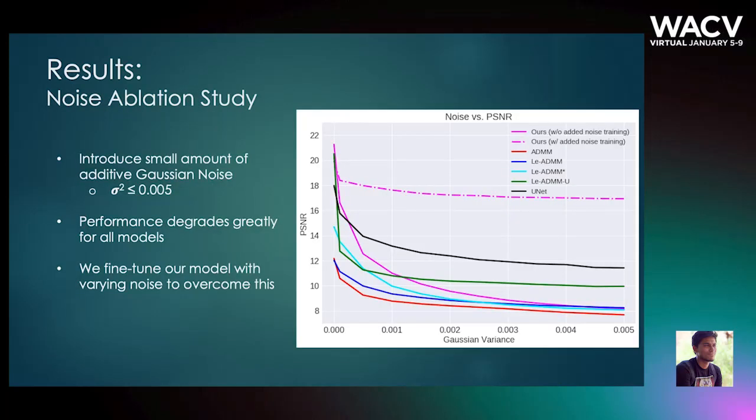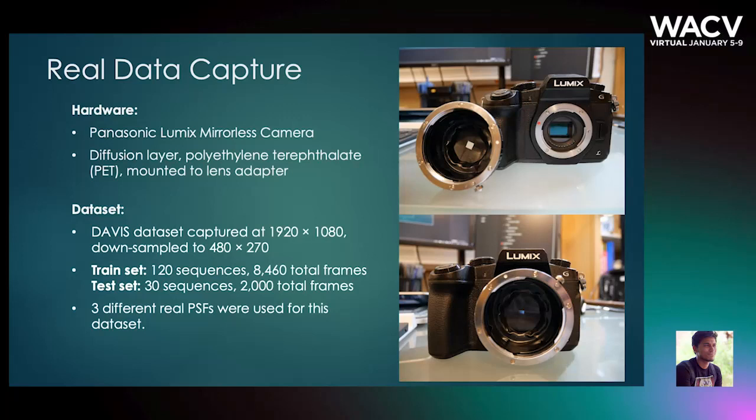We also perform a noise ablation study to show the effects of additive Gaussian noise and can see that all models quickly degrade in performance with even small variance values of Gaussian noise. Fine-tuning our model to train with varying levels of noise greatly improves this, as shown in the graph by the dashed and dotted line. In addition to the synthetic dataset, we capture an additional lensless video dataset using 3 different PSFs.